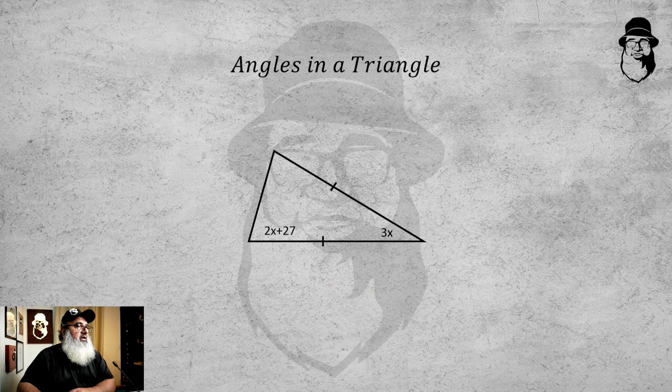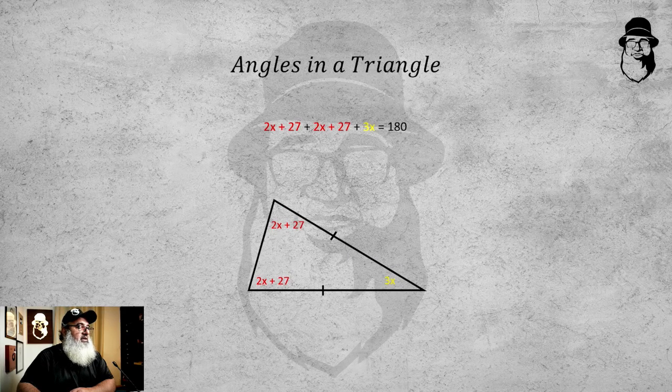Now this triangle here is shown as an isosceles triangle, which means there are two equal angles at the ends of the equal sides. So the third angle in the triangle must be 2x plus 27. Now we know that the three angles in any triangle add up to 180 degrees. We can form our equation 2x plus 27 plus 2x plus 27 plus 3x is equal to 180.